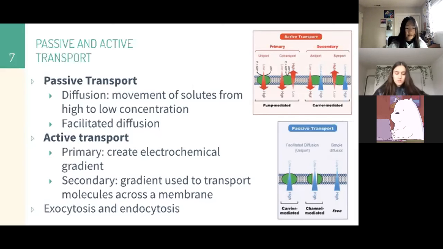And finally, exocytosis and endocytosis are also active transport, but these involve using the actual cell to create a vesicle around the substance that the cell wants to, like, eat. And then that allows it to take in the substance without using proteins or other types of channels. And endocytosis is the process of eating it, while exocytosis is releasing substances.